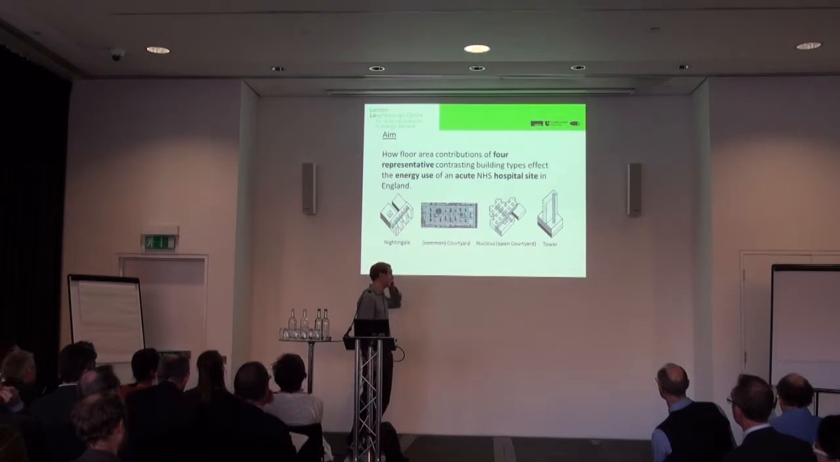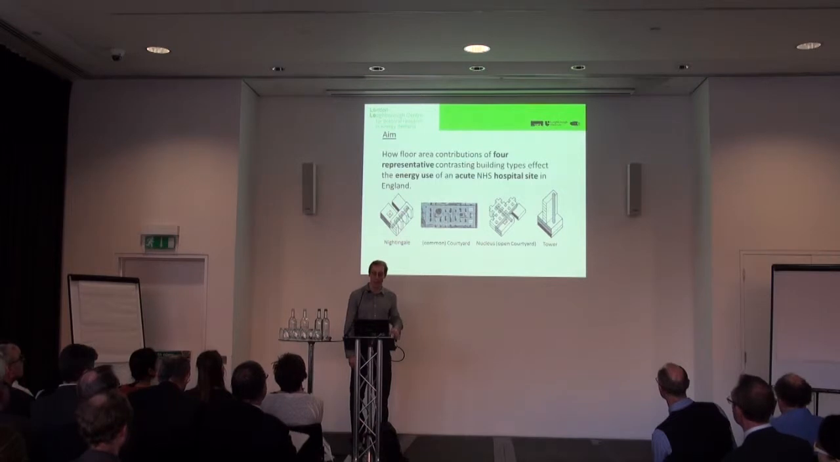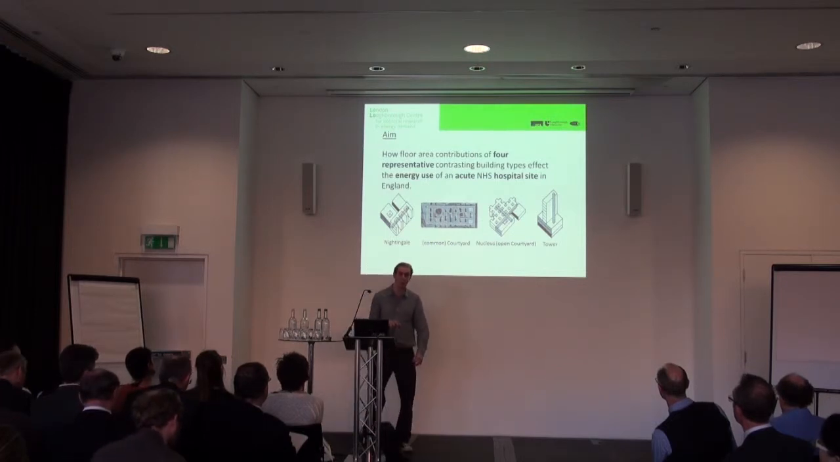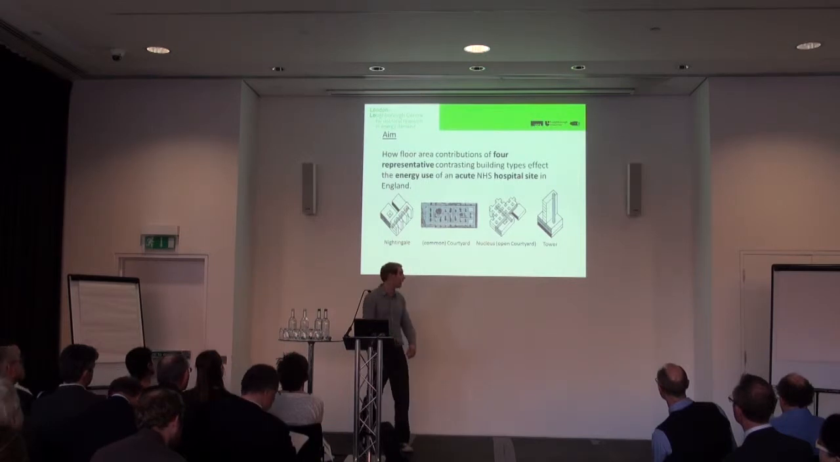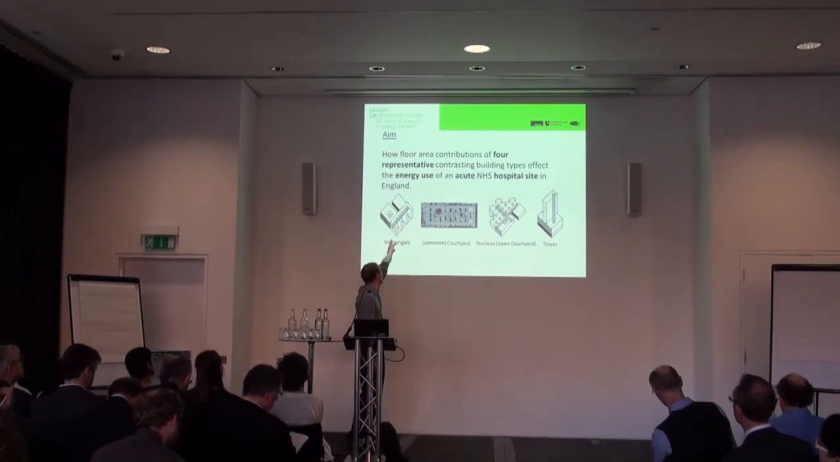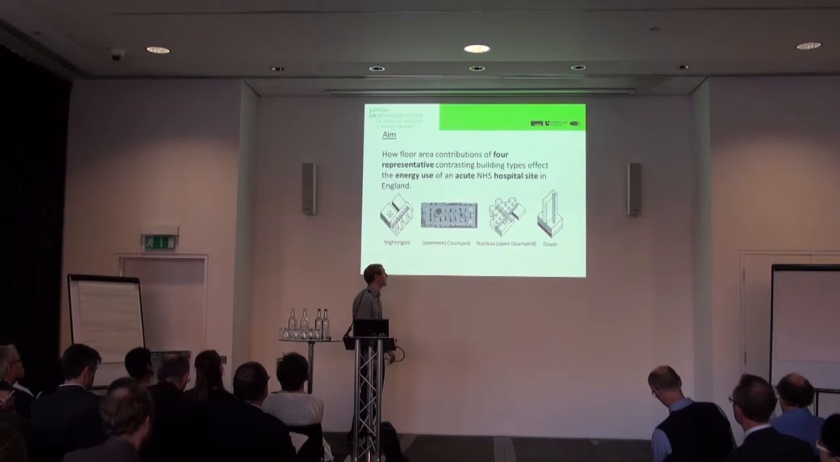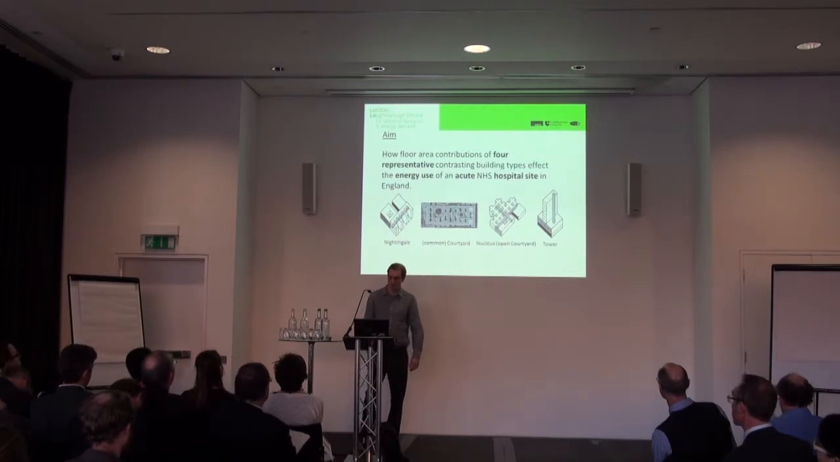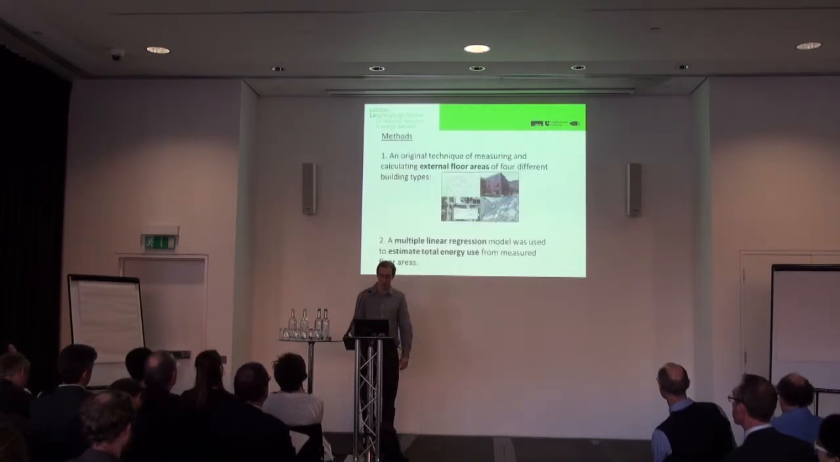These four building types are very commonly repeated throughout the NHS, and they're present in almost all their sites, especially in acute hospitals. They vary predominantly by built form, as you can see, and also ventilation strategy, depending on the layout of the building. So I was mainly looking at physical characteristics and building physics rather than the function of the hospital. And this was done by measuring the floor areas.